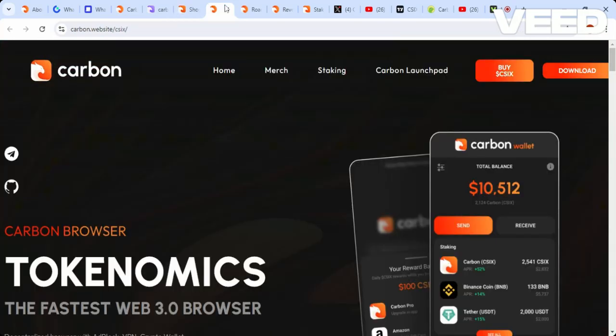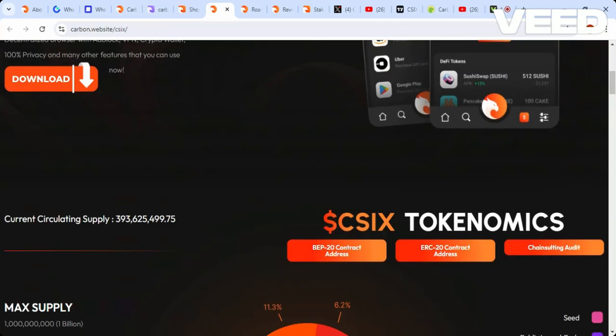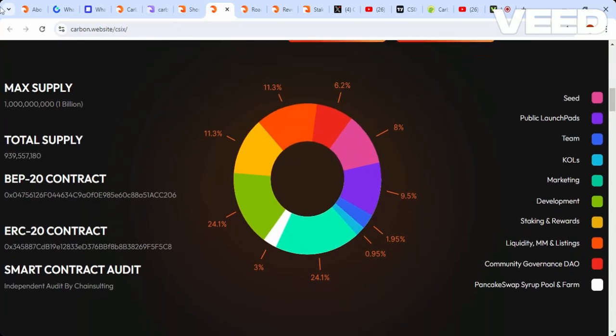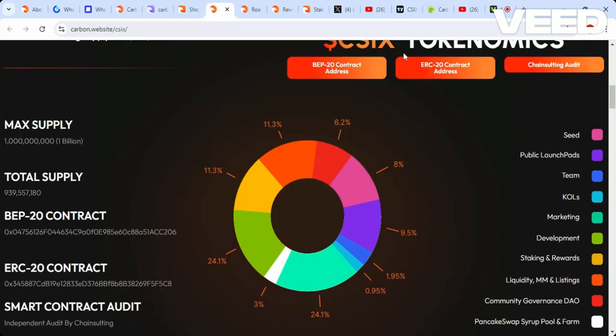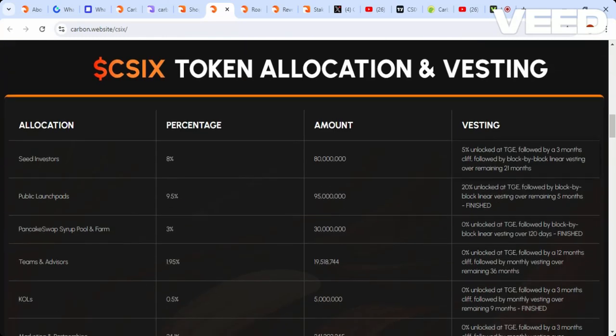So what is the token economics of this project? We have a maximum supply of 1 billion tokens. We have a total supply of 939,557,180. It is on BSC, that's BEP20, and on ERC20. This is what we call the schedule. You can see this in the description here and see the colors here. And we have here the allocation.